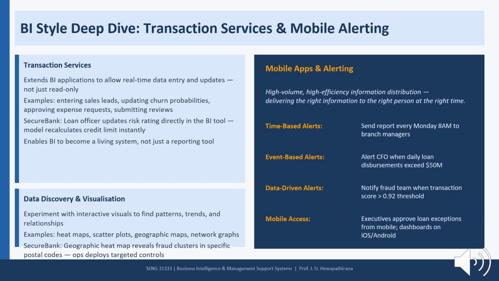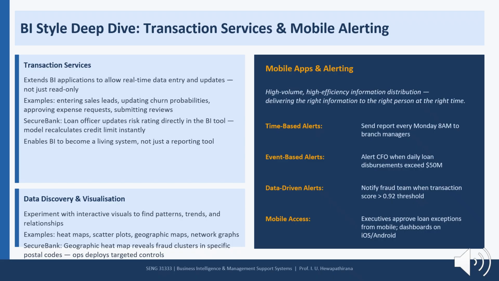A loan officer at Secure Bank can update a customer's risk rating directly within the BI tool. The moment they do, the underlying model recalculates the customer's recommended credit limit and updates their profile. This transforms BI from a passive reporting layer into an active decision support system. The examples listed here give you a sense of how broad this capability is: entering sales leads, updating churn probabilities, approving expense requests, submitting employee reviews.